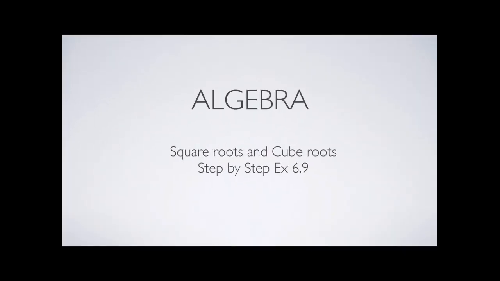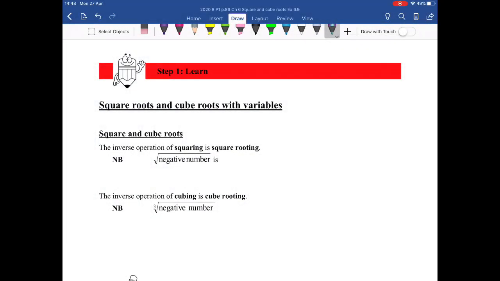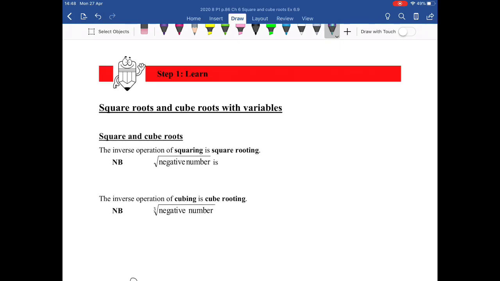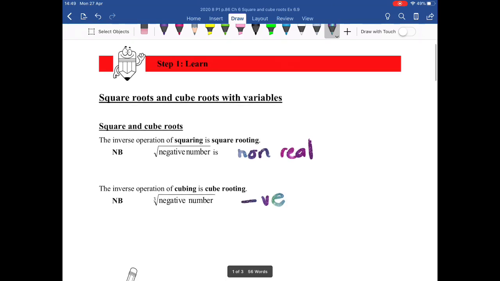Today's lesson is about square roots and cube roots and how we do this in algebra. You have to remember the square root of a negative number is non-real. You cannot do that. The cube root of a negative number, however, will result in a negative.